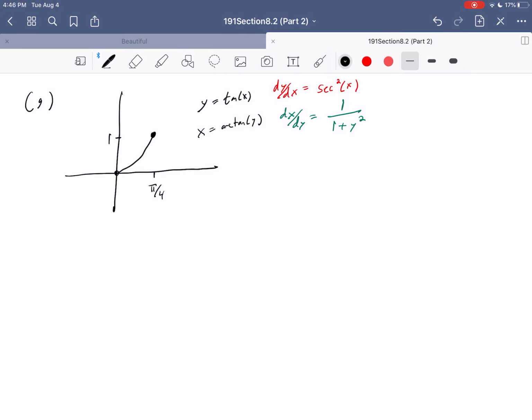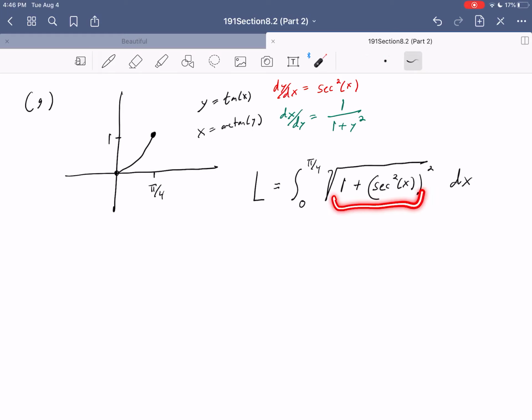So let's come up with some arc length formulas. The arc length with respect to x would be the integral from 0 to pi over 4, again just using the x bounds. Then we'd have the square root of 1 plus the derivative of y with respect to x, which is secant squared x, and then we'd square that derivative, dx. So eventually we'd have to deal with 1 plus secant to the 4th, square rooted. Very nasty integral, but again, we're just interested in setting it up.